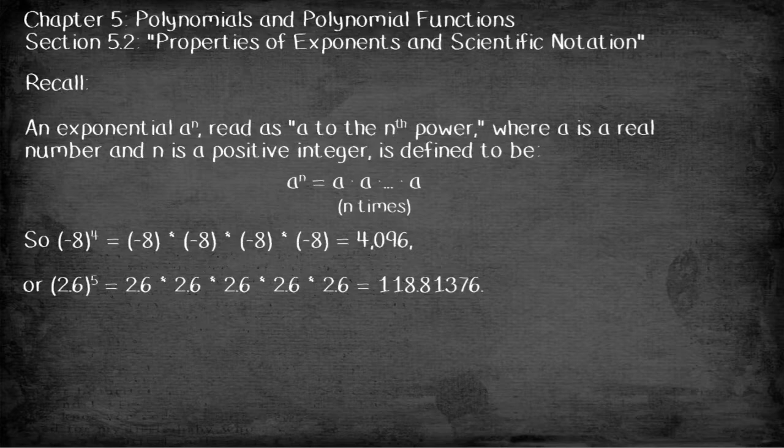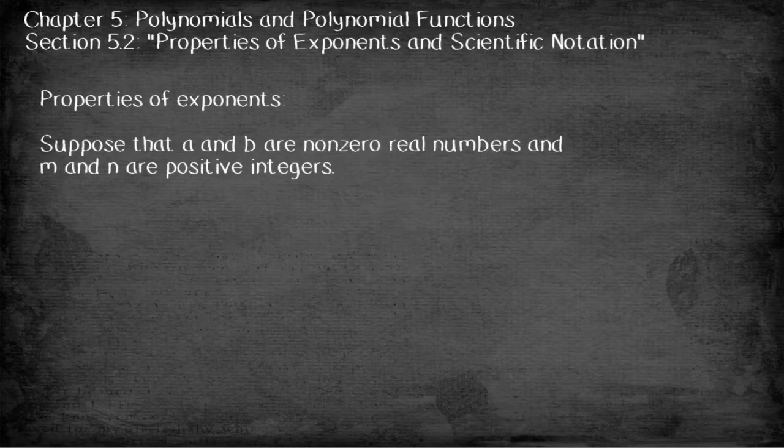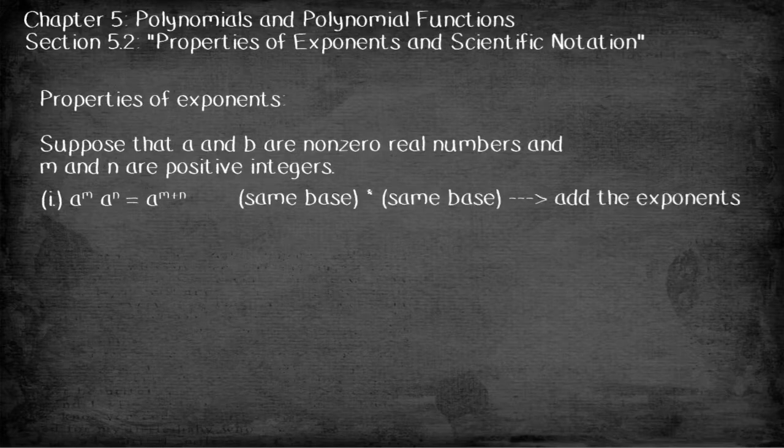We're going to look at the properties of exponents now that are going to be super useful for us. All right. Suppose that a and b are non-zero real numbers and m and n are positive integers. The first property that we have states a to the m power times a to the n power equals a to the m plus n power.